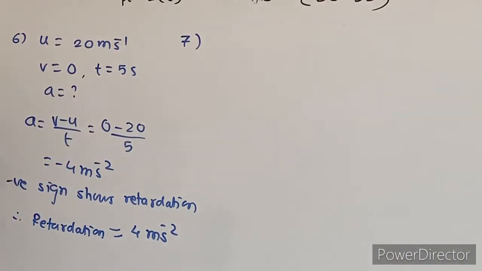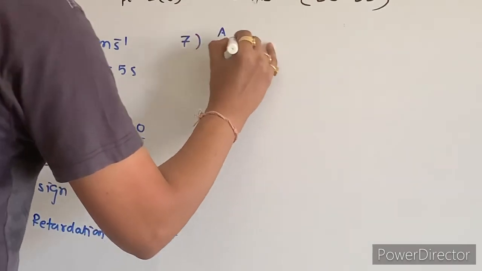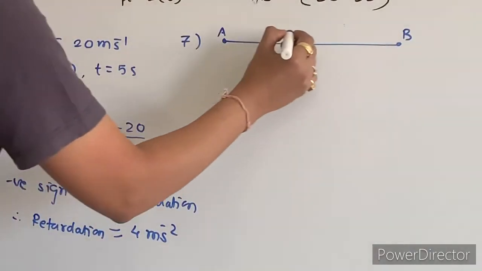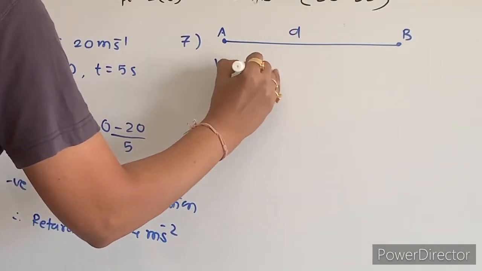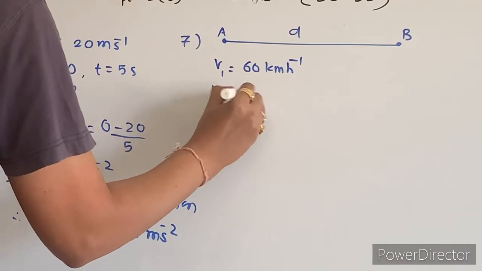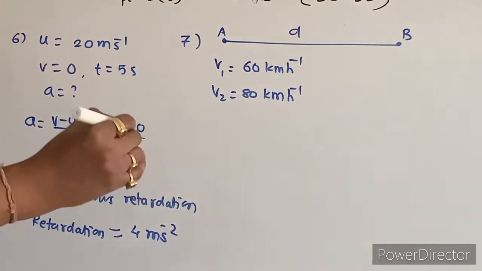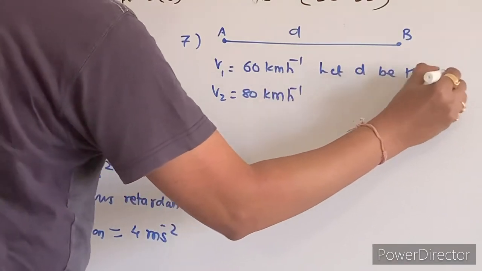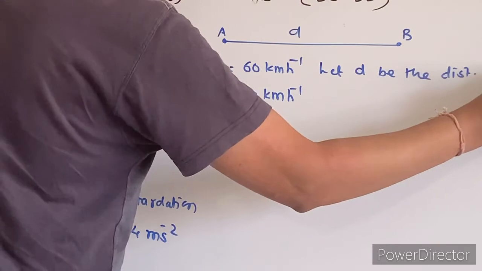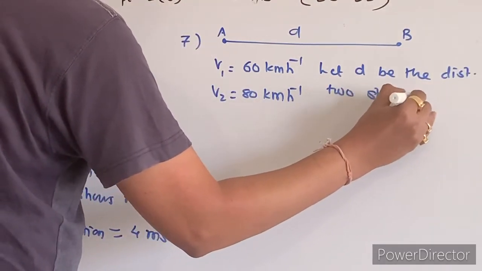The seventh is very important. A train travels with a speed of 60 km per hour from station A to B and then comes back with the speed of 80 km per hour from B to A. Find the average speed and the average velocity. So right here, this is your station A and this is your station B. V1 is given as 60 km per hour, and V2 is given as 80 km per hour. Let D be the distance between the two stations.